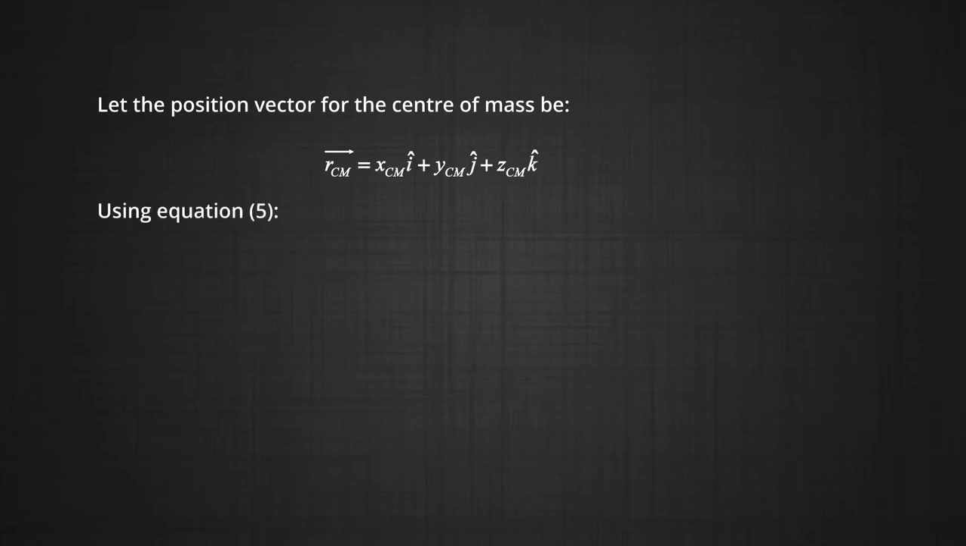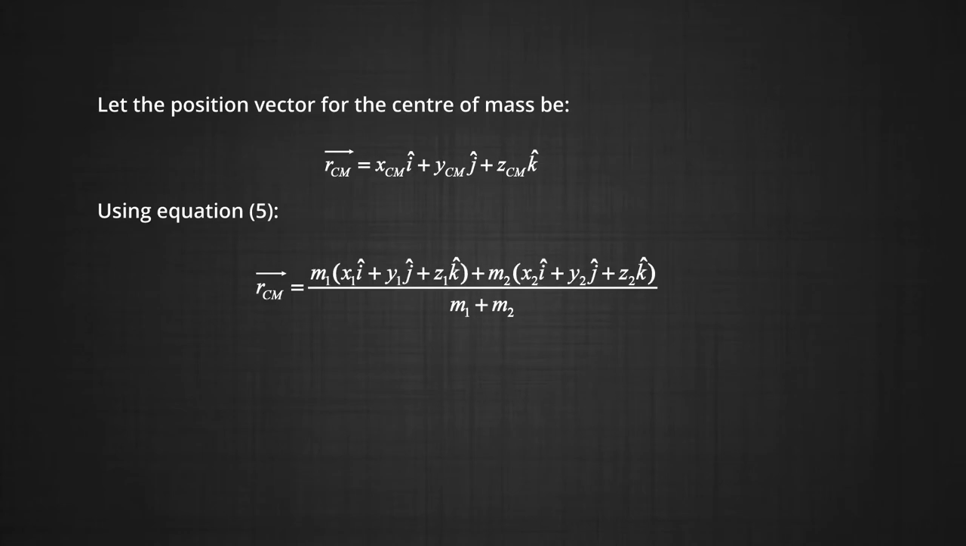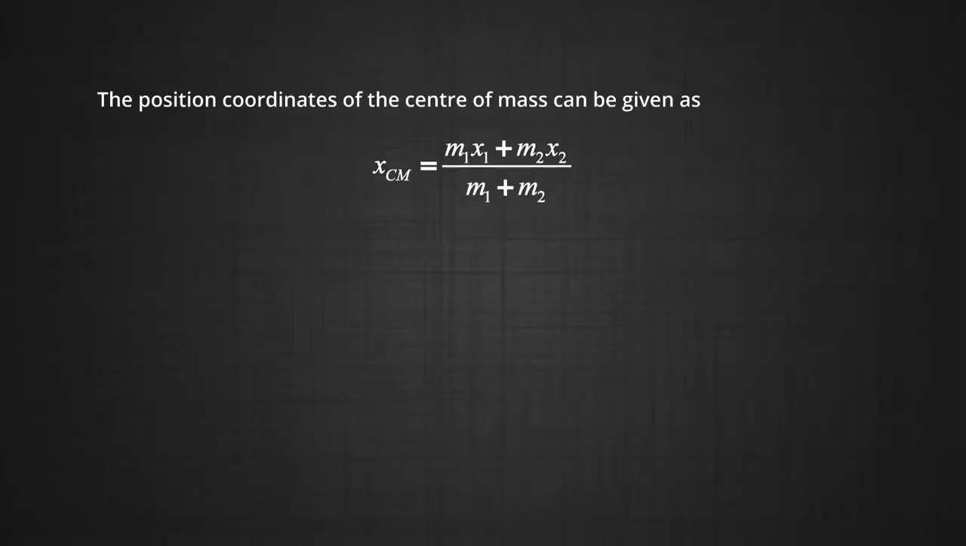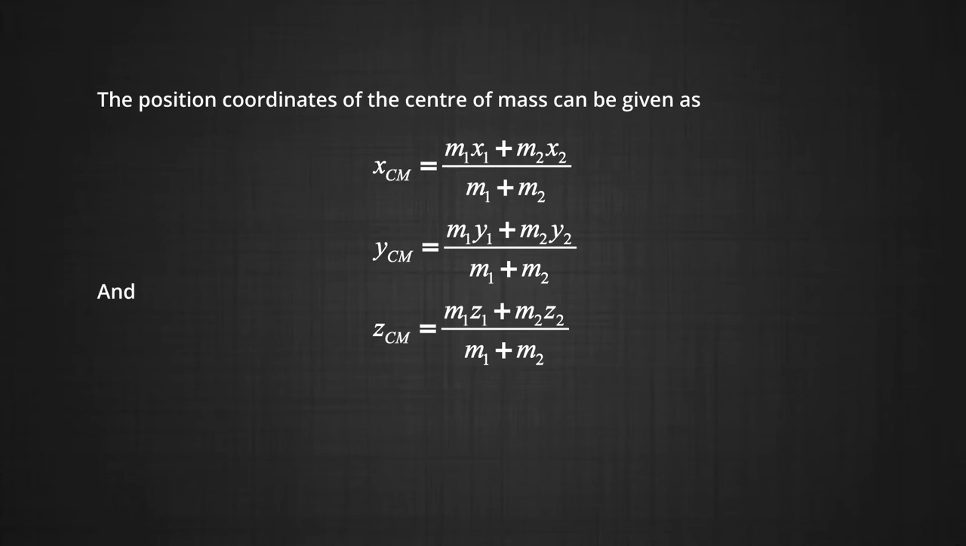Using equation 5, we can write R_CM is equal to m1 multiplied by the position vector of m1, which is x1 i cap plus y1 j cap plus z1 k cap, plus m2 (x2 i cap plus y2 j cap plus z2 k cap), whole divided by m1 plus m2. The position coordinates of the center of mass can then be written as X_CM is equal to (m1 x1 plus m2 x2) upon (m1 plus m2). This is obtained after equating the x components. Similarly, the y component becomes Y_CM is equal to (m1 y1 plus m2 y2) upon (m1 plus m2), and the z coordinate of the center of mass becomes (m1 z1 plus m2 z2) upon (m1 plus m2).